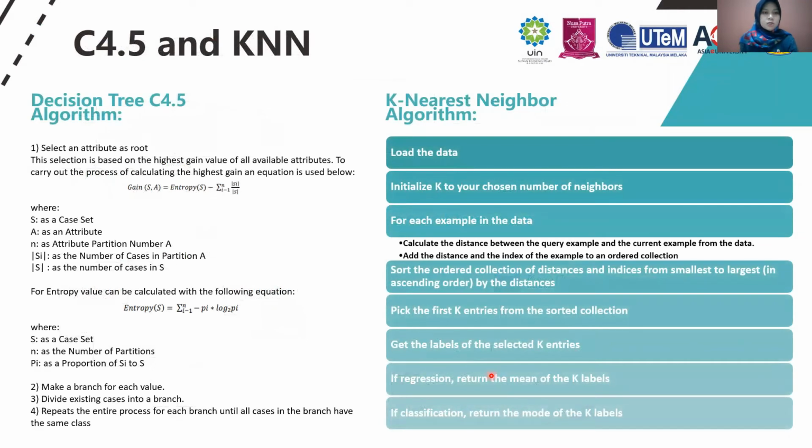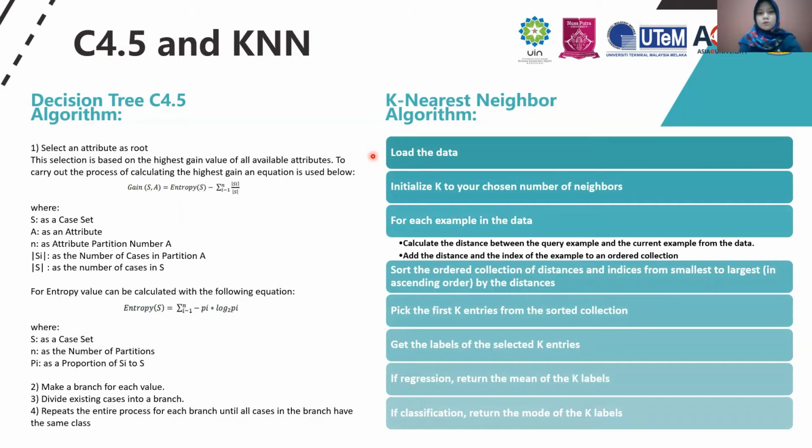This is the algorithm of decision tree C4.5 and k nearest neighbor. For decision tree C4.5 algorithm begin from select an attribute as root, and we have the gain formula here and entropy formula here. Then we make a branch for each value. We divide existing cases into the branch, and we repeat the entire process for each branch until all cases in the branch have the same class. And this is the k-nearest neighbor algorithm.